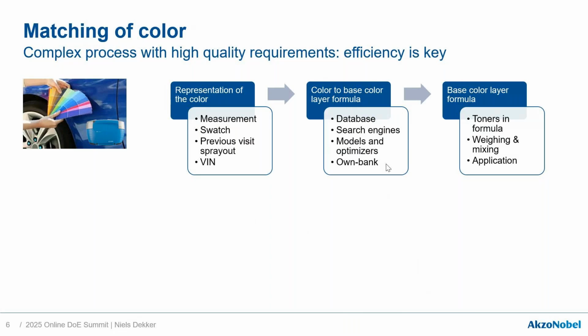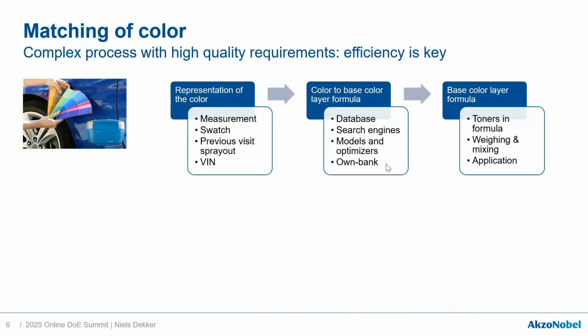Then that color representation needs to be turned into a formula so that you can actually mix components together to make that color. That can come from databases, search engines, models, optimizers, all kinds of good stuff that we have to help the body shops do that. And the last option is an own bank, and that refers to the previous visit. If they have a little spray out of the sample that was made during a previous visit, typically these samples are stored, and so there is a formula available for them as well.